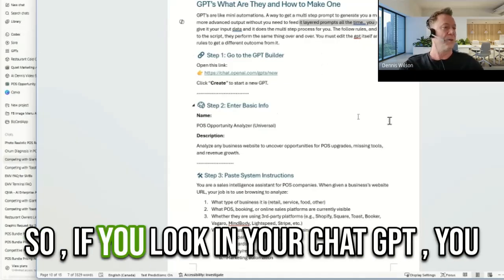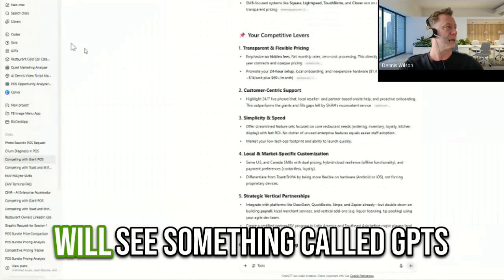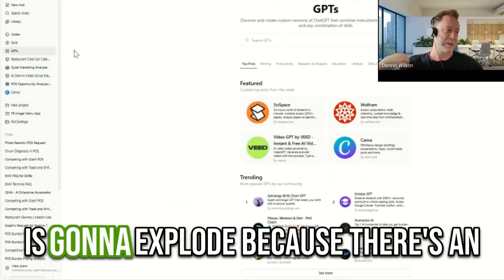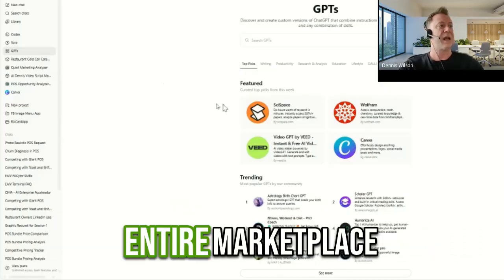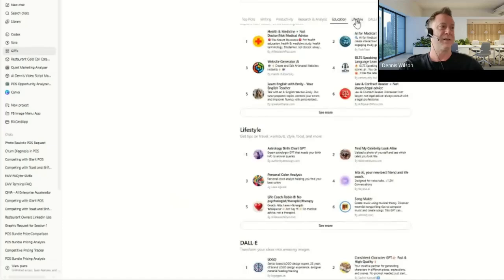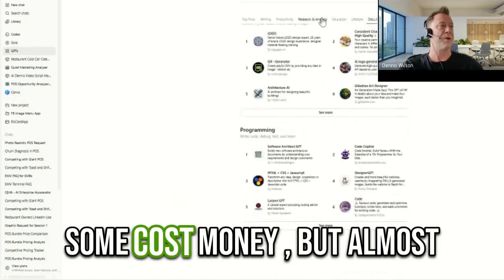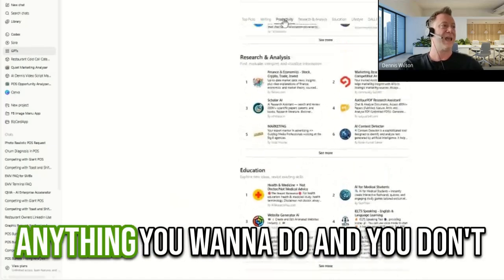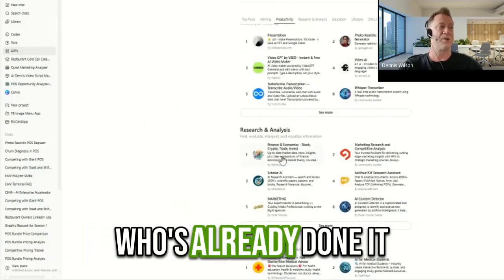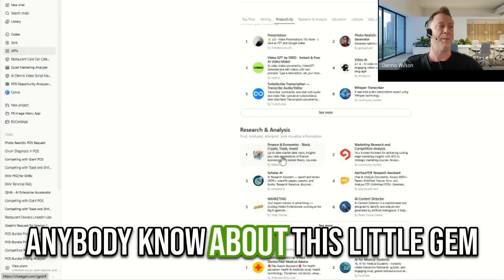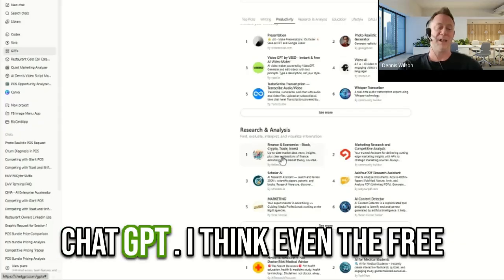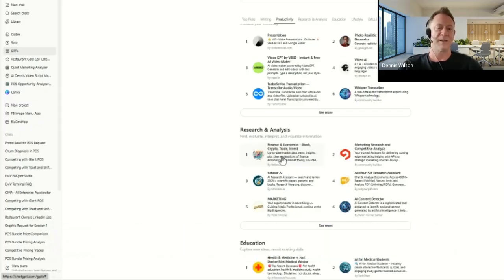In order to get one, if you look in your ChatGPT, you will see something called GPTs. Now, here's where everyone's brain is going to explode, because there's an entire marketplace of existing GPTs that you can use. Some are free, some cost money. But almost anything you want to do and you don't want to figure out how to do the prompts for, you can find someone who's already done it. Anybody know about this little gem in their simple little ChatGPT? I think even the free version gives you access to this.